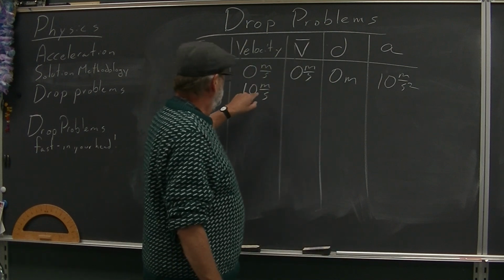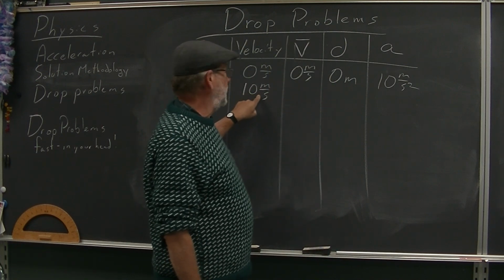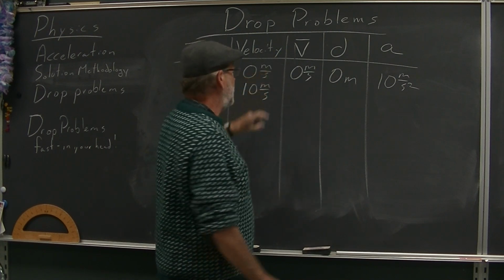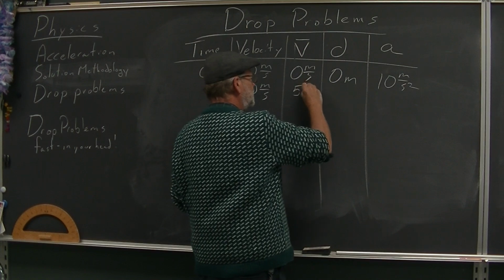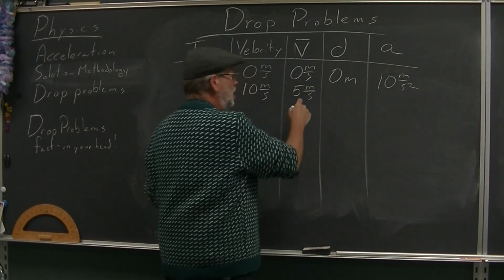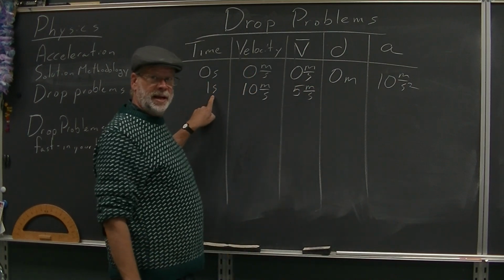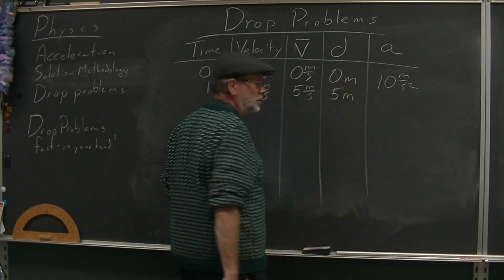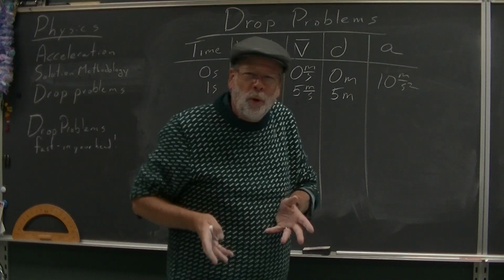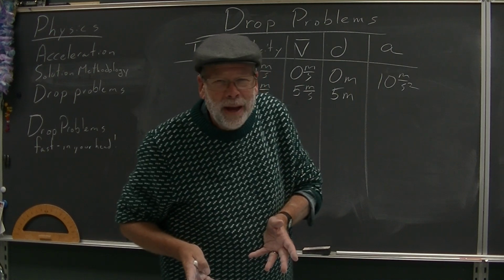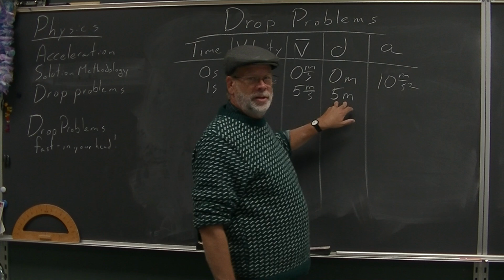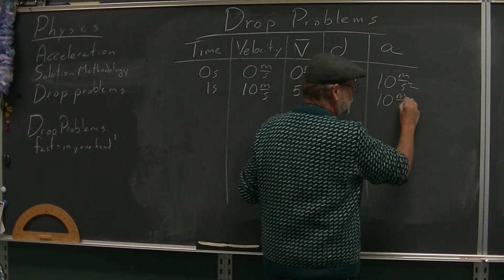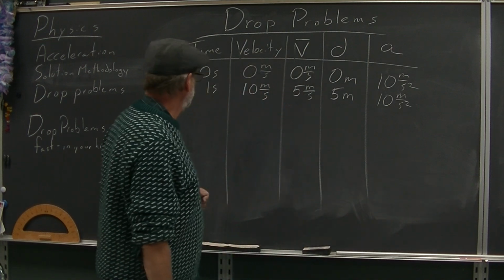So you ended up at 10 meters per second, but you started at 0 meters per second. So what's your average velocity? Right. Your average velocity for that whole time was 5 meters per second. 5 meters per second times 1 second. So the distance you fell is 5 meters. Now, when you use 9.8, it's really 4.9 meters. Who's counting? So your distance you fell is 5 meters. Your acceleration does not change. It's still 10 meters per second squared.